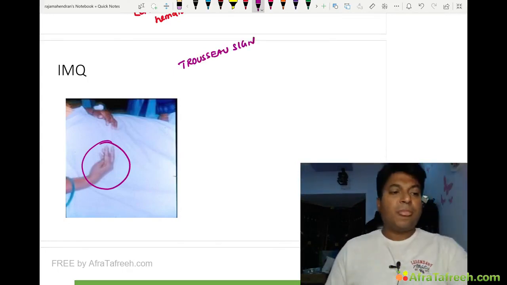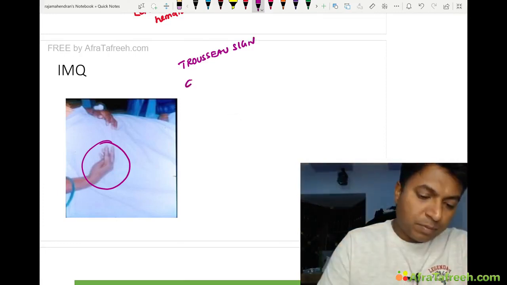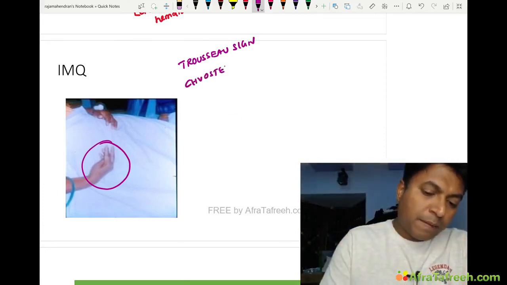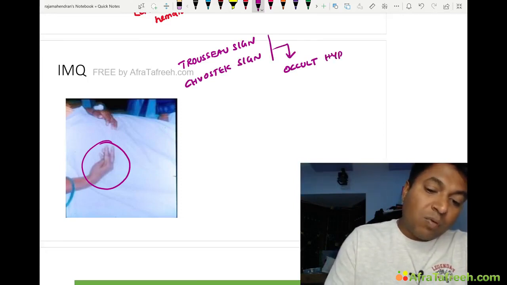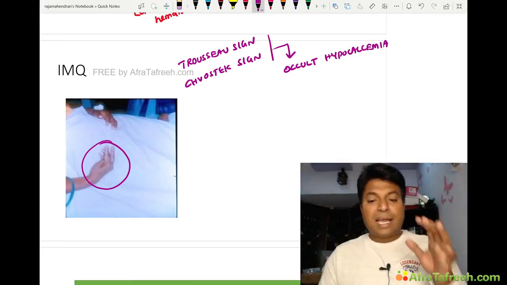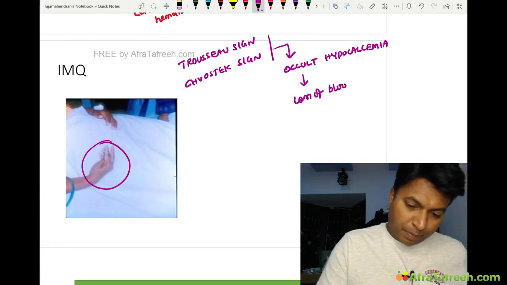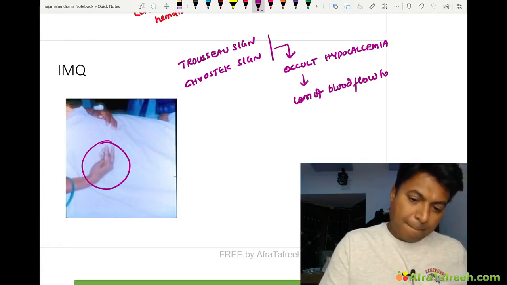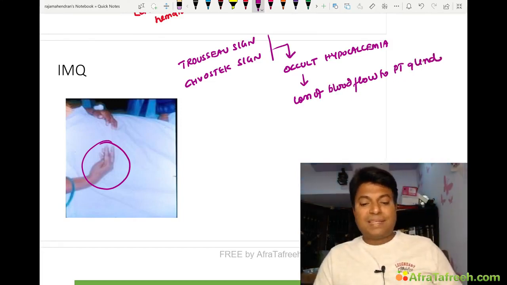Trousseau sign. Immediately you tap in front of the ear, there is a Chvostek sign. These two signs are signs of occult hypocalcemia. Please don't forget, it is not overt hypocalcemia. These two are signs of occult hypocalcemia, usually due to loss of blood supply, not due to removal of the parathyroid gland. It is usually due to loss of blood supply to the parathyroid gland. The patient develops occult hypocalcemia.